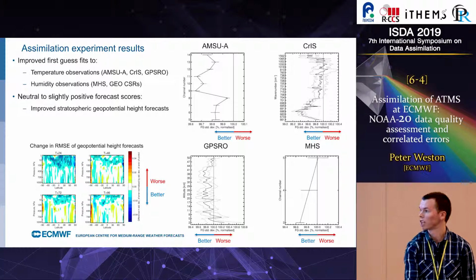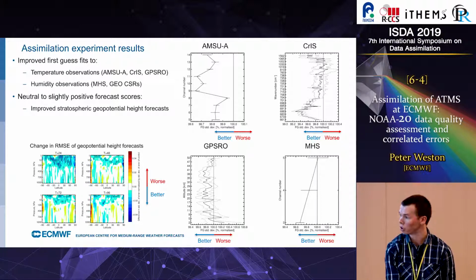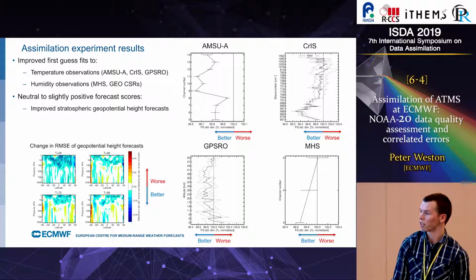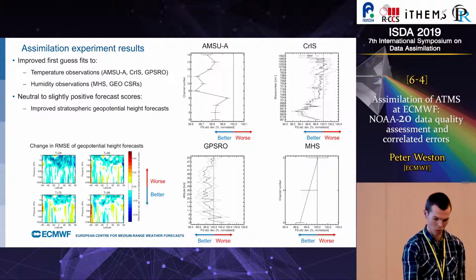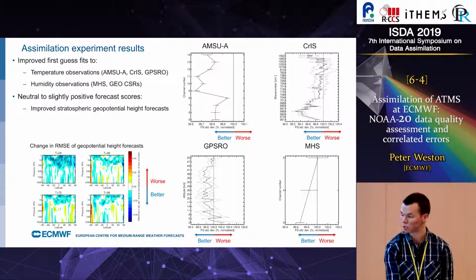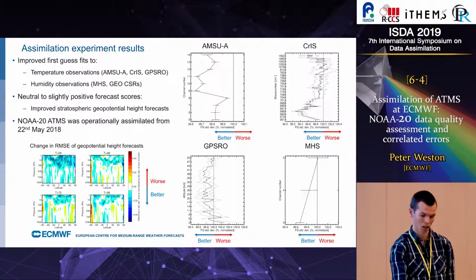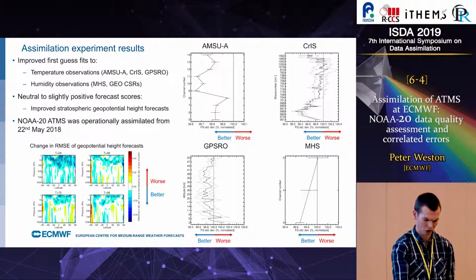This is showing the change in RMSE of geopotential height forecasts at days 1 to 4. You can see that blue is generally an improvement on the control, and yellows and reds are a degradation. And you can see that in the stratosphere particularly, we see improved forecasts at short range, but some of those impacts go out to 4 days. Based on these results, we started assimilating the NOAA-20 ATMS data from May last year, which was about 6 months after launch. And I believe we were the first centre to do that. So that was quite nice.